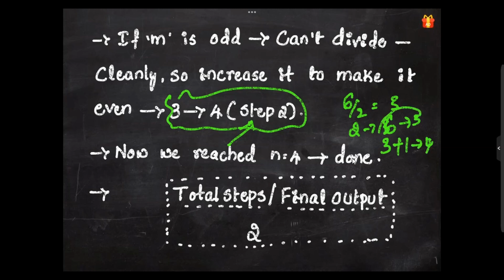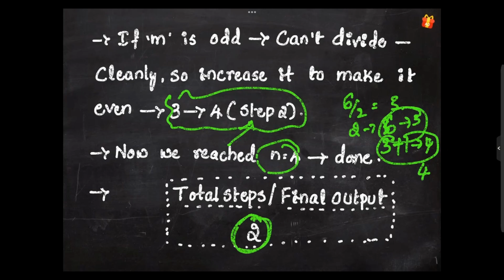So the total number of steps here: 6 by 2 leads to 3, and 3 plus 1 is nothing but 4. Now we reached n equals 4. We have the value 4, right? So the total steps that is required here to reach 4 is 2, right?